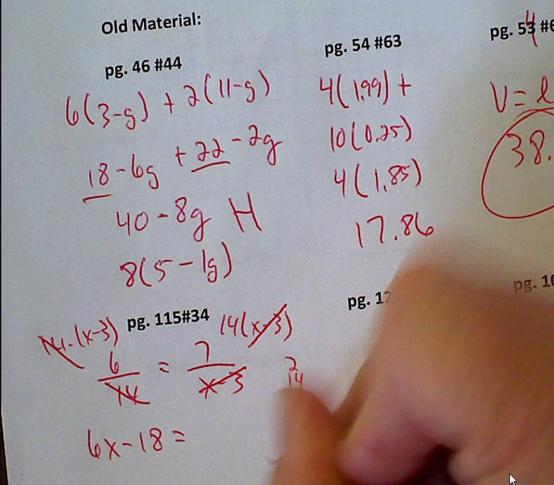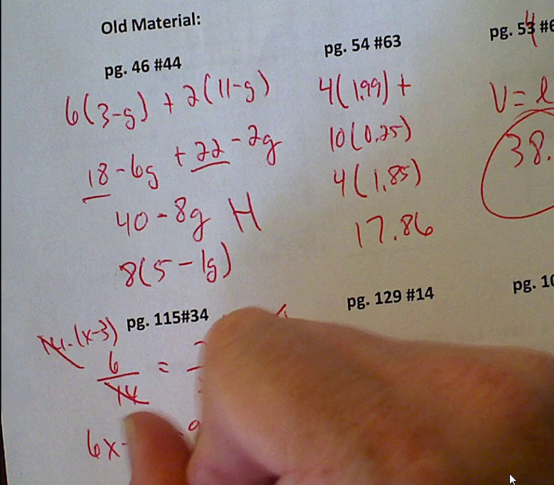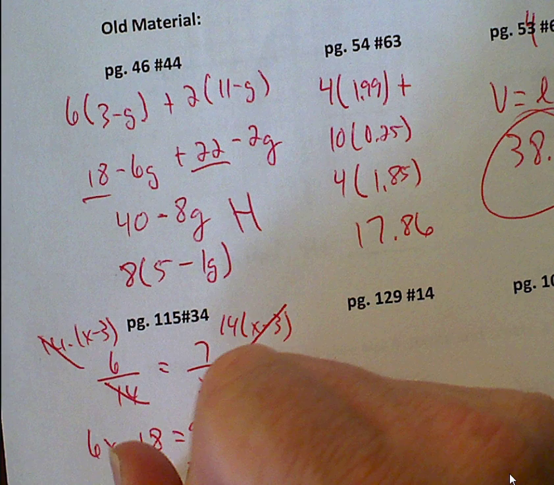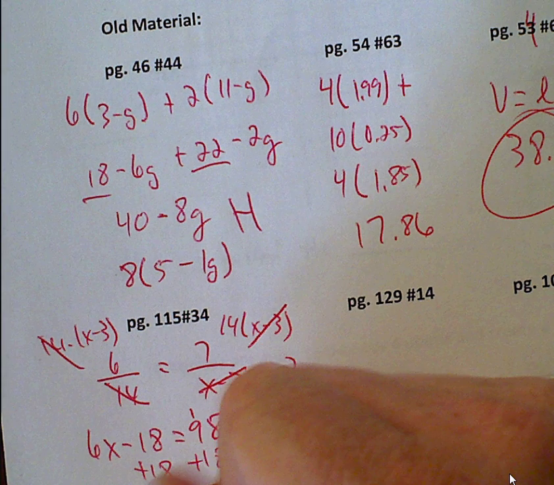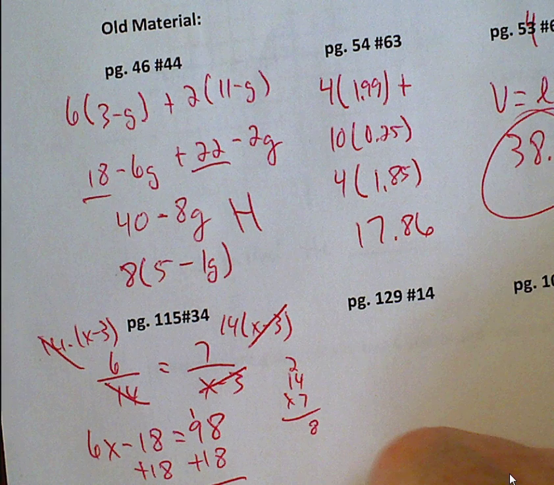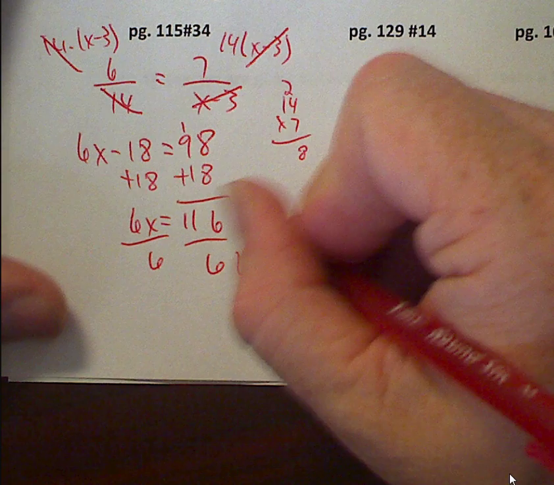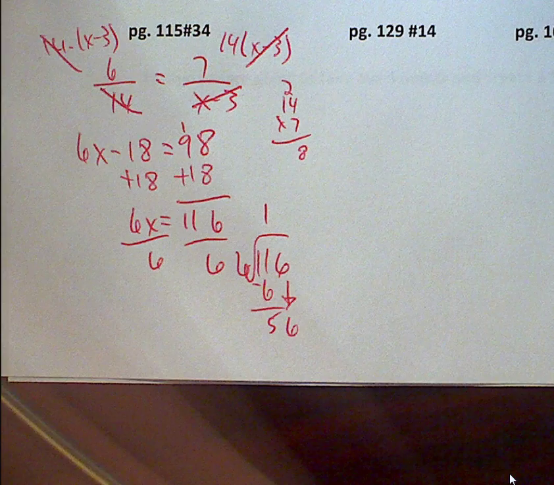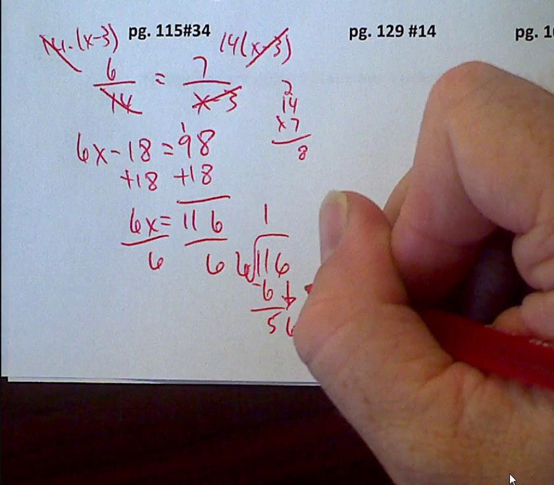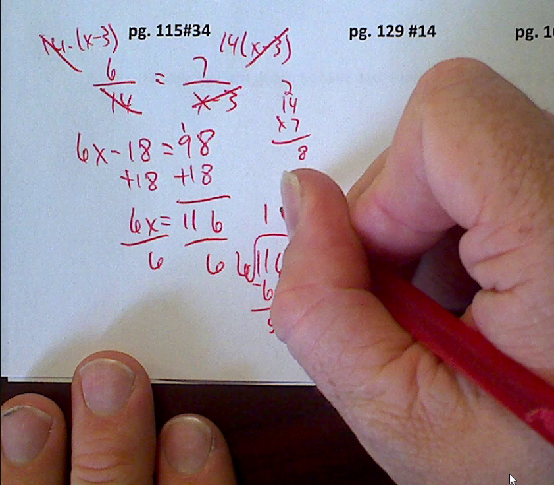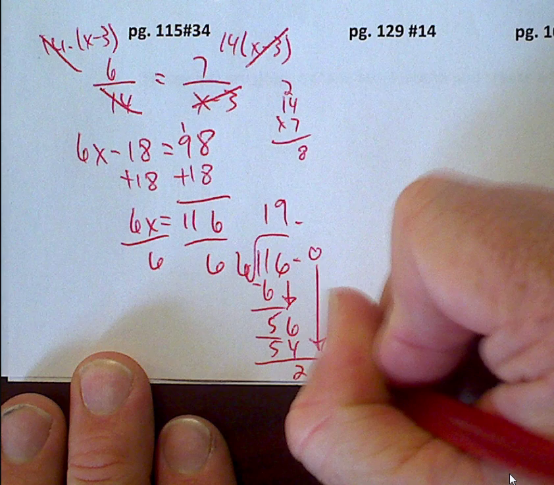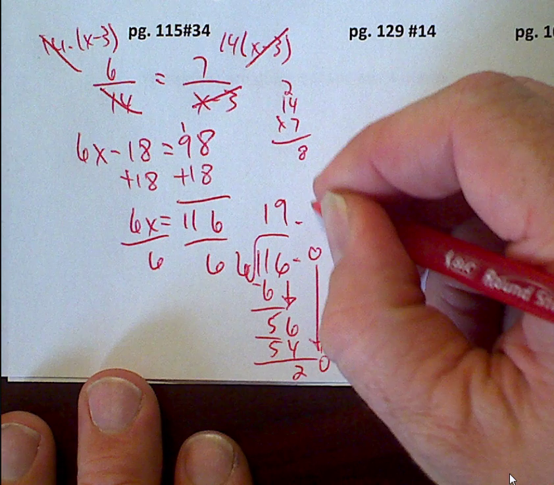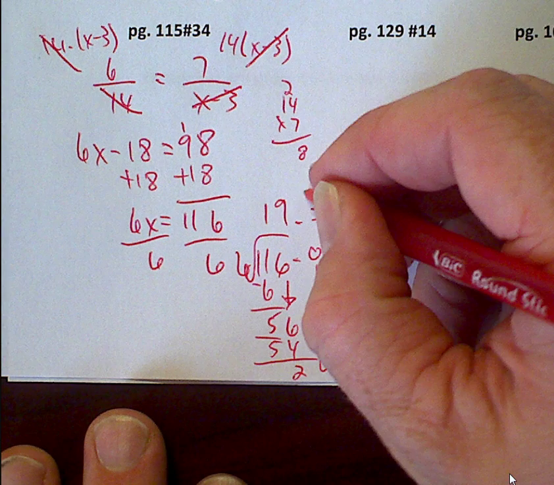7 times 14 is 98. I can go ahead and add 18. So I get 6x equals 116, divide by 6. 116 divided by 6. 6 goes into 11 once. 5, bring down the 6. 6 goes into 56 nine times, which is 54. 2 left over, add a decimal. 6 goes into 20 three times, which is 18, and it's going to repeat, so 19.3 repeating.